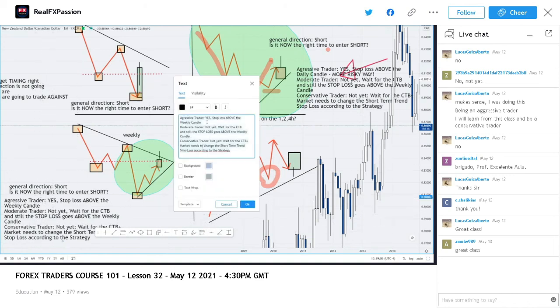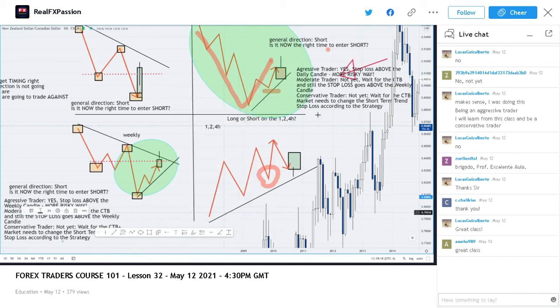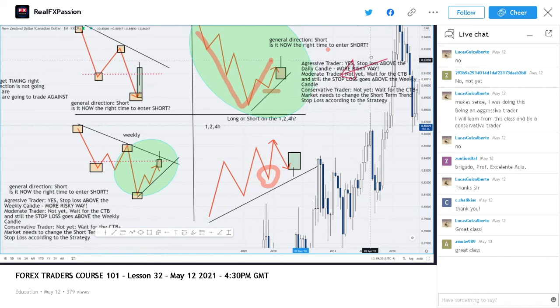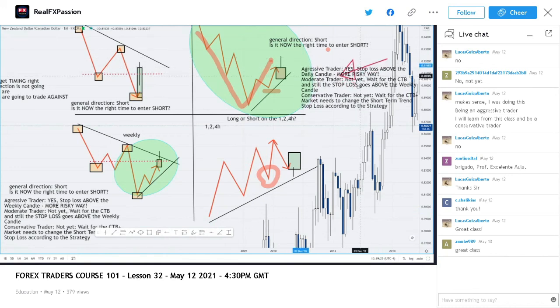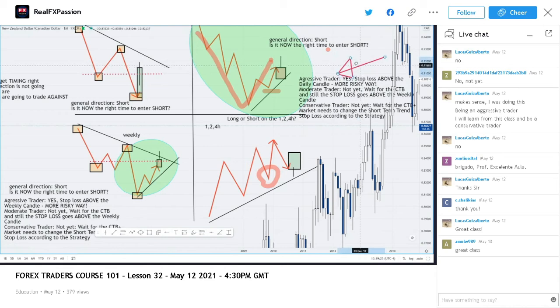I don't want you to call me, oh, I jumped because you told me. Oh, calm down. This is the more risky way, right? Because we don't have that many convergences, reasons to go short. So this is the more risky way, right? But here is the kicker, everybody: if it's risky to go short on the daily, why would you short the market on the 1 hour, 2 hour, 4 hour chart?